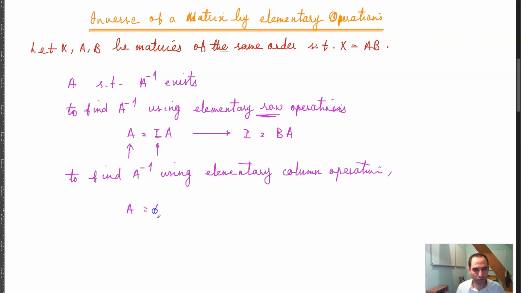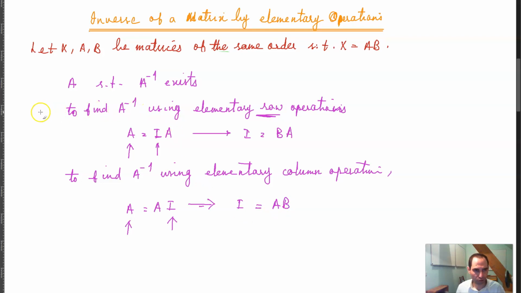A is equal to A times I. Not like that, but like this. So that the elementary column operations are basically applied on A and on I simultaneously, and you keep doing the same thing until you get this equation in the form I is equal to AB.